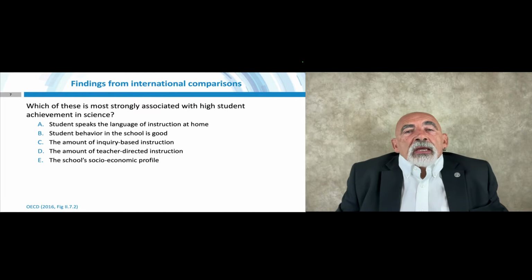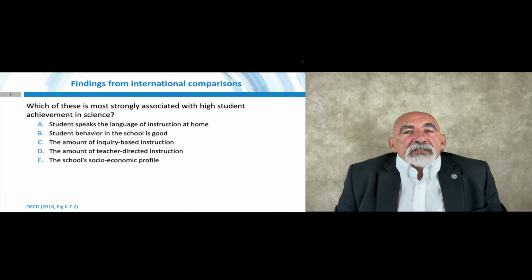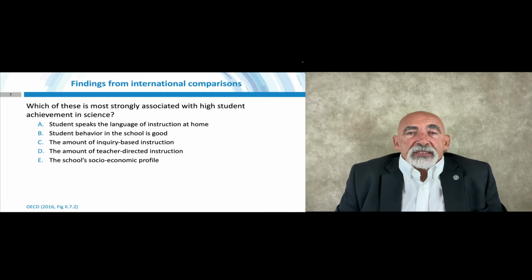And one of the things they did was to look at the 75 countries that participated in PISA and ask, basically looking at the data, what factors about a classroom are most consistently associated with high student achievement in science? And if you ask people, they might say the school socioeconomic profile, but it turns out that's not very important.